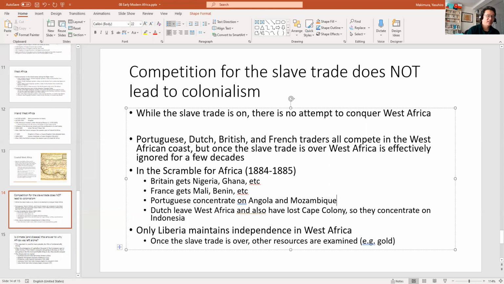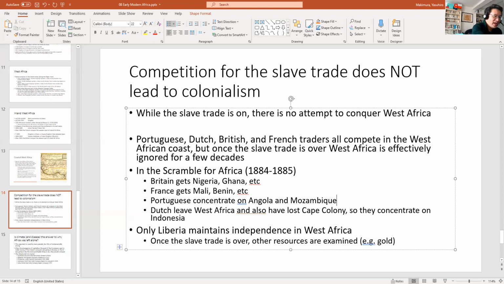So, what is Liberia? Liberia is a country that was founded by freed American slaves. So, American slaves in the 13 colonies who were freed and didn't want to stay in the United States basically went back to Africa and created the country of Liberia.